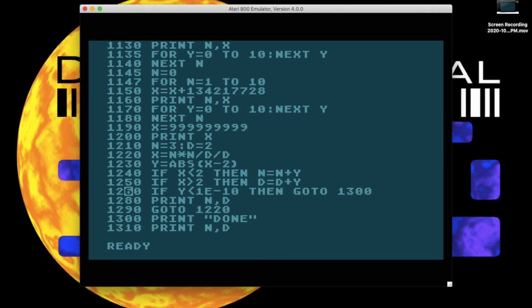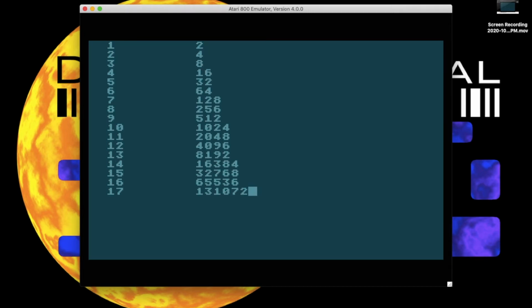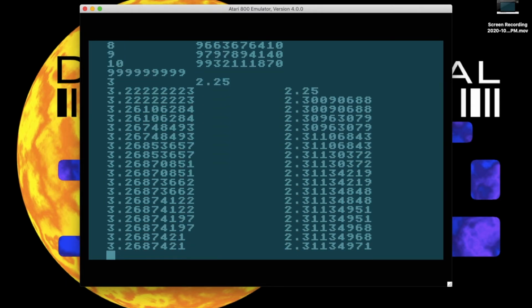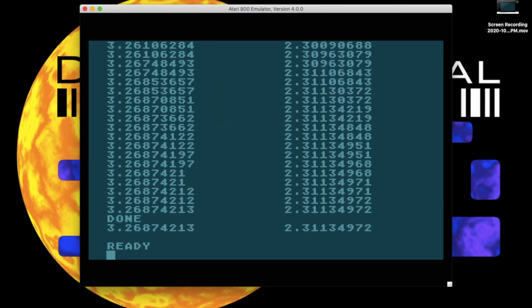And if I crank this up to 15, maybe it'll break it. I don't know. Let's try. Well, still cranking. Let's see how close we got.